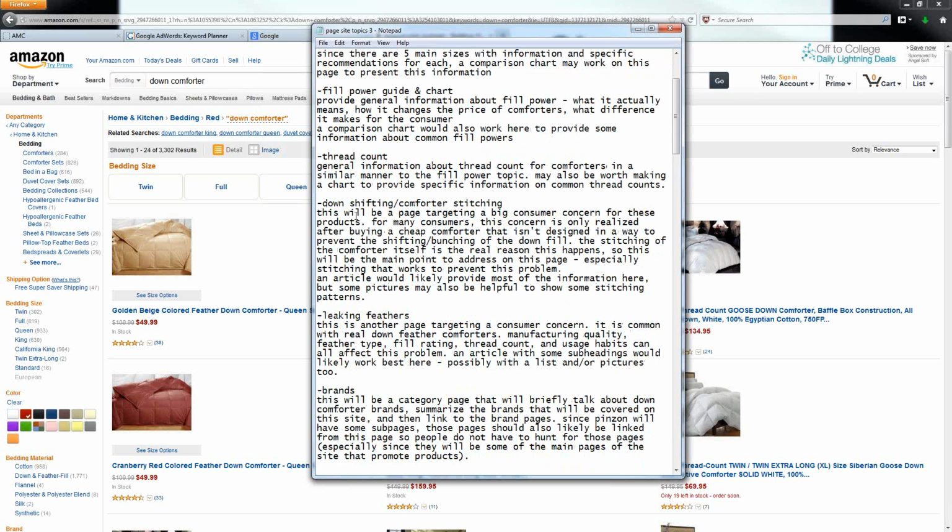For example, on my down shifting and comforter stitching page, I'm planning on linking up to the Penzon down comforters that I'm promoting on the site. The reason for doing that is because the Penzon comforters have a patented box stitching, and there are a lot of great customer reviews that have mentioned that it's doing what it's supposed to do, and it keeps all of the down filling from shifting around. So I feel like the Penzon comforters are going to be my best potential sale off of the information on this particular page.